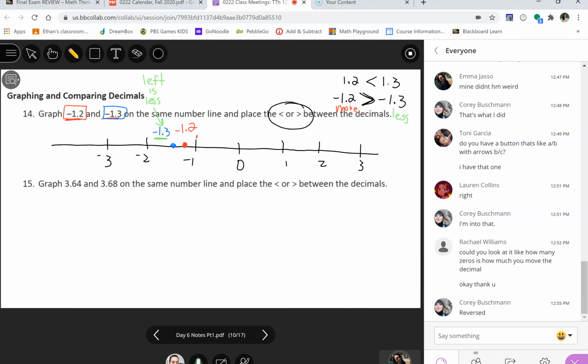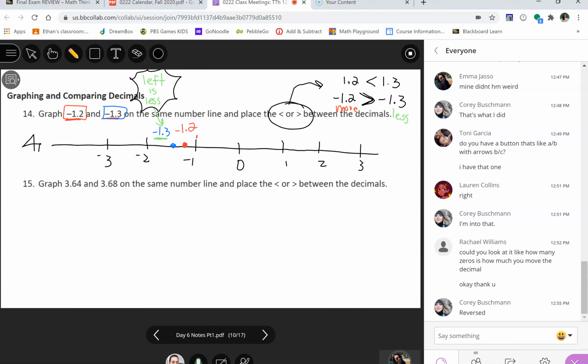Most of the time on MyMathLab, students pick the correct number line and then they go to place the inequality sign and they flip-flop it. So just be really careful. The number farther to the left is less. So think left, less, left, less. They both have L's. Farther to the left, less.